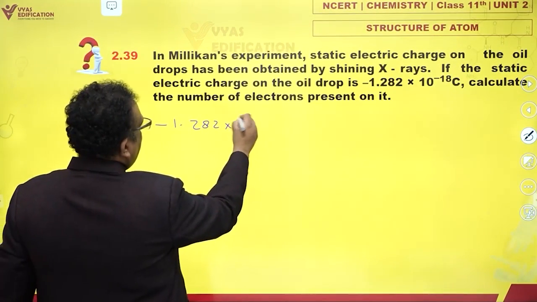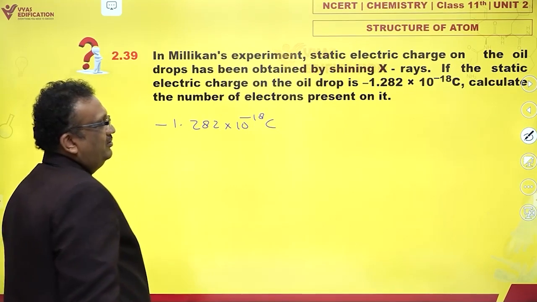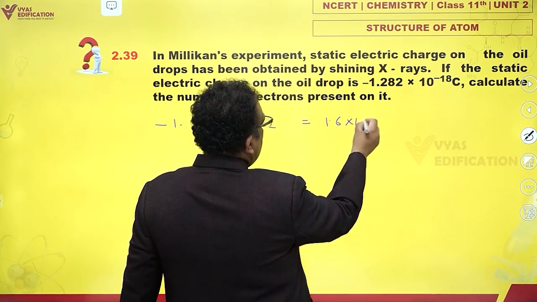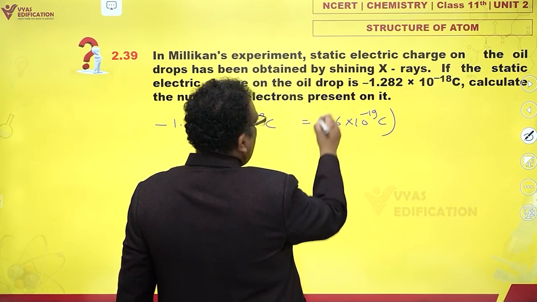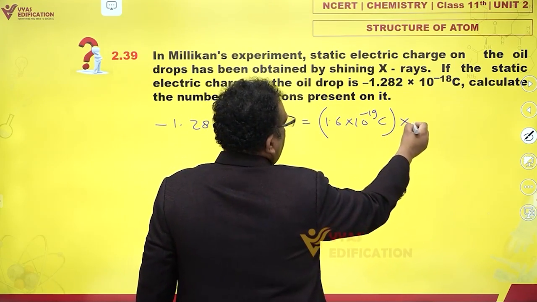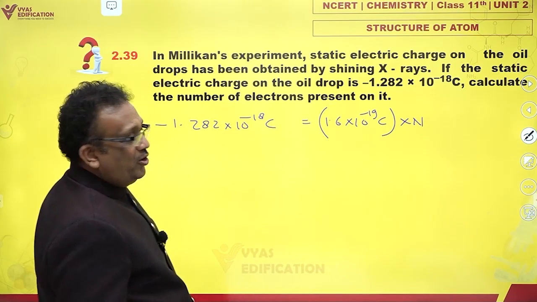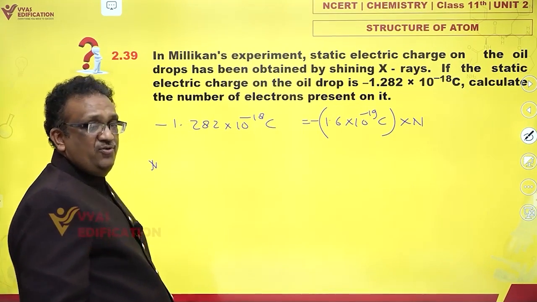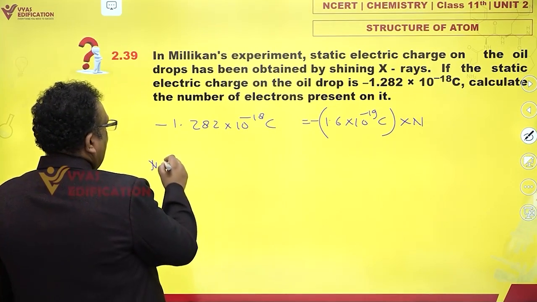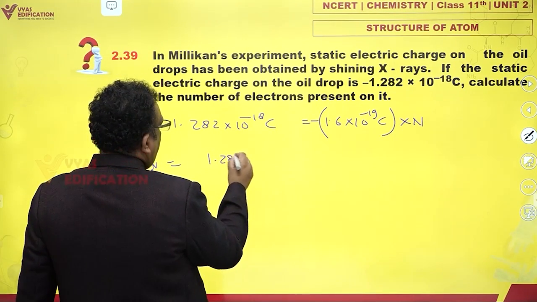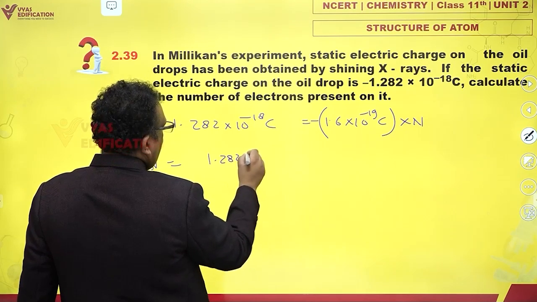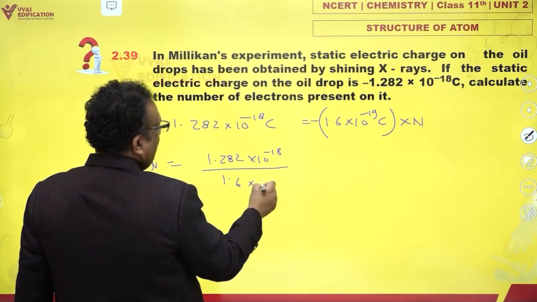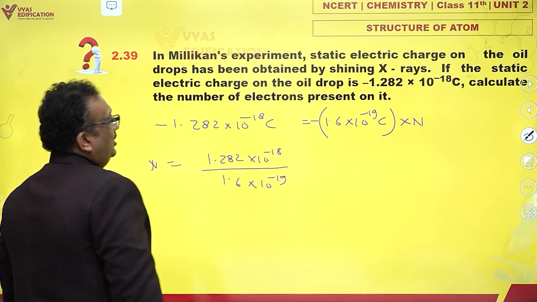If static electric charge on the oil drop, now this is something which is sensible, is minus 1.282 into 10 raised to minus 18 coulombs. Fine. And this is equal to 1.6 into 10 raised to minus 19 coulombs, which is the charge on one electron, into n, the number of electrons present on the oil drop. So the number of electrons will be, this is minus, electronic charge is negative, that's why. So n will be 1.282 into 10 raised to minus 18 divided by 1.6 into 10 raised to minus 19. How lovely is that?